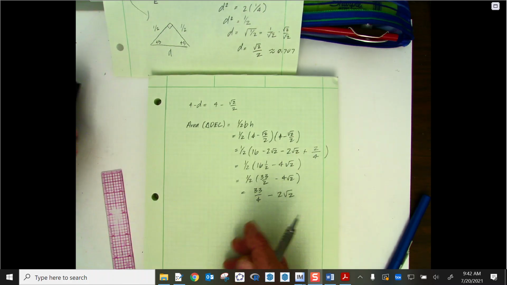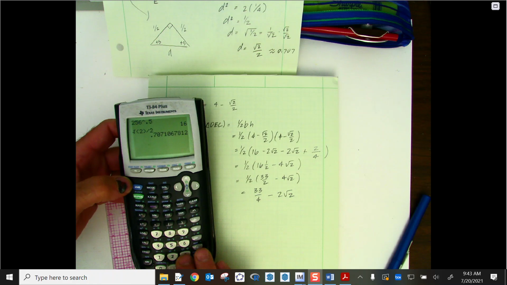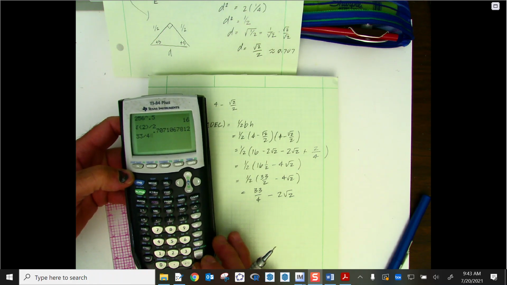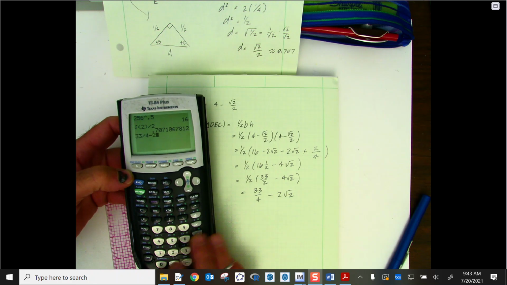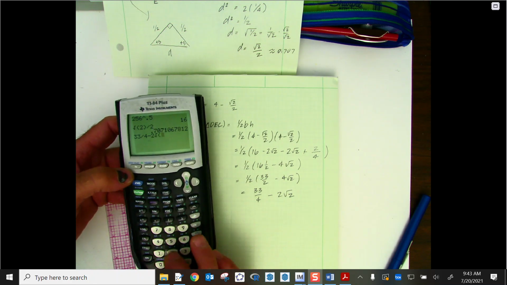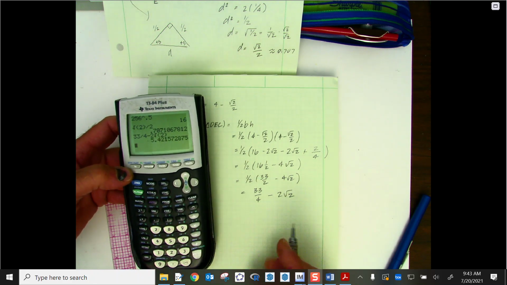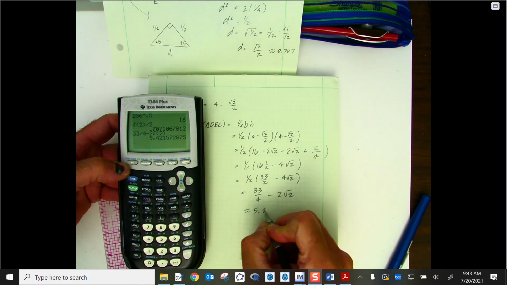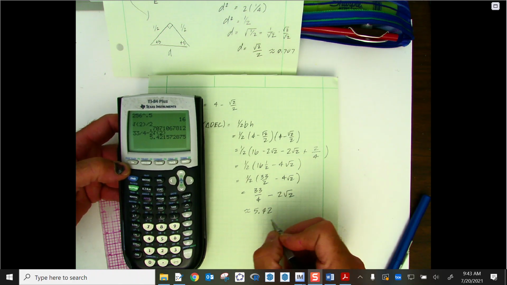So again, I would probably check this on a calculator, make sure I haven't done something in error. So 33 fourths minus 2 times the square root of 2. I'm getting 5.42.